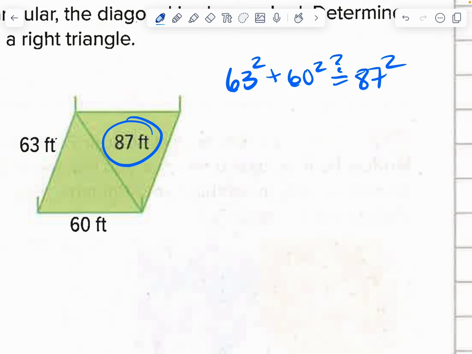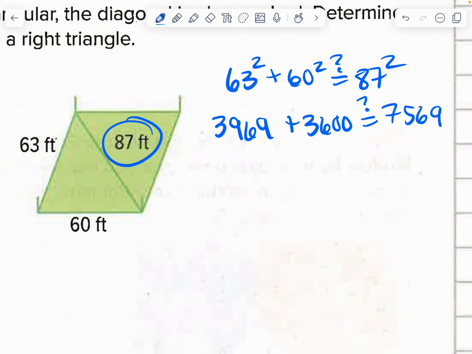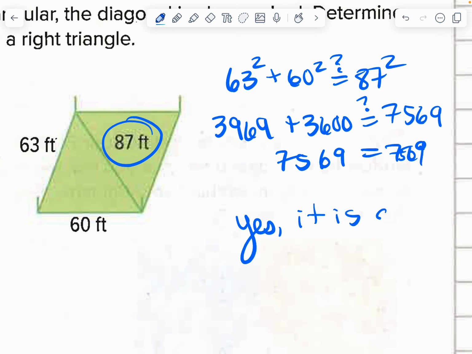Okay, so, oopsie daisy. So 63 squared, 3,969 plus 3,600. Does that equal 87 squared? 7,569. So that's a 9, that's a 6, that's a 5, that's a 7. That does equal, oops, got the 5. Yes, it is a right triangle.